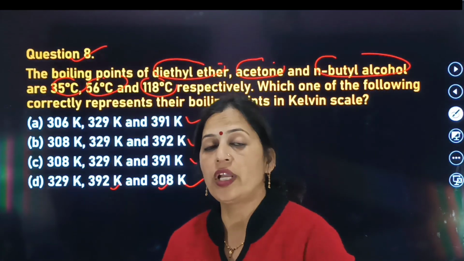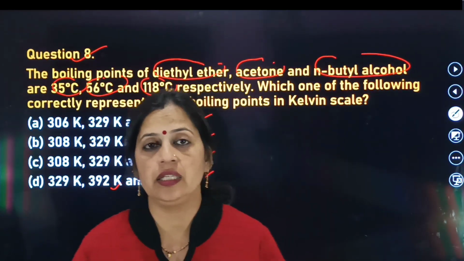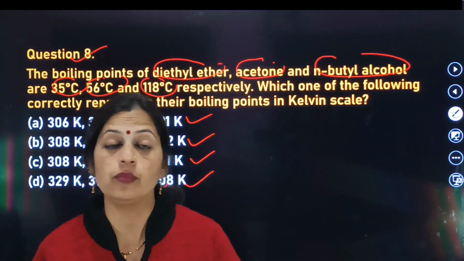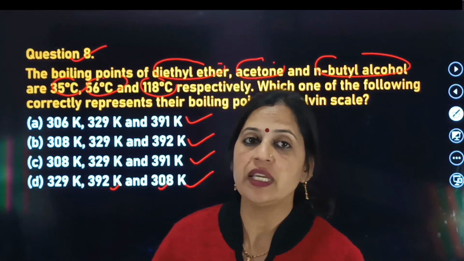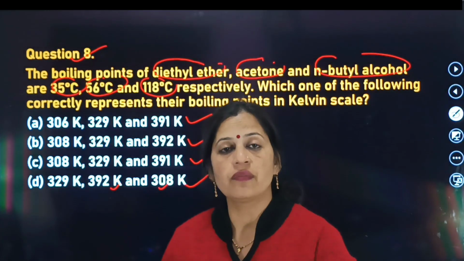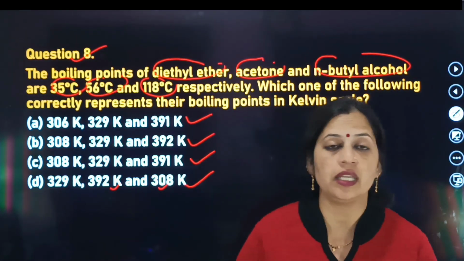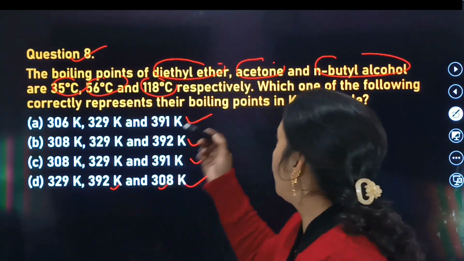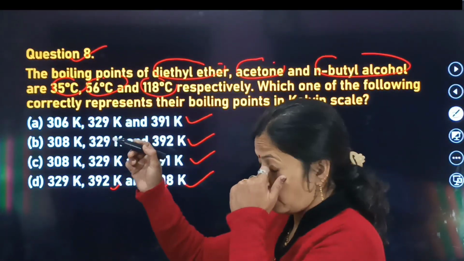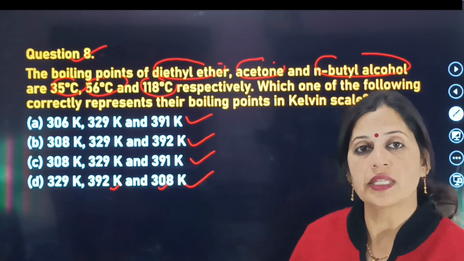So if the boiling points of diethyl ether, acetone and N-butyl alcohol respectively are 35 degrees Celsius, 56 degrees Celsius and 118 degrees Celsius. So which one of the following correctly represents their boiling points in Kelvin scale?